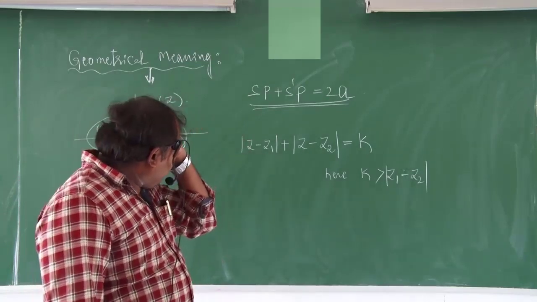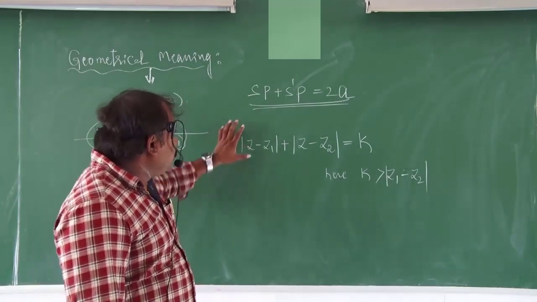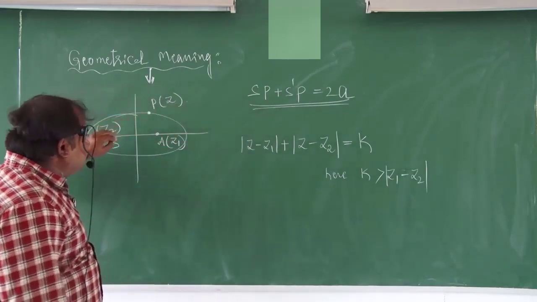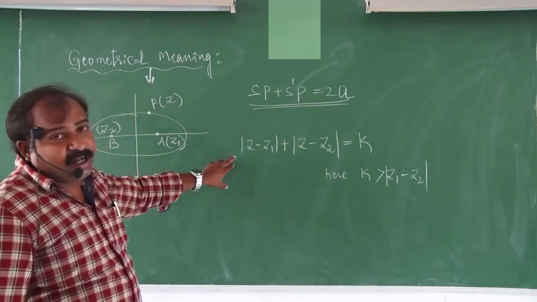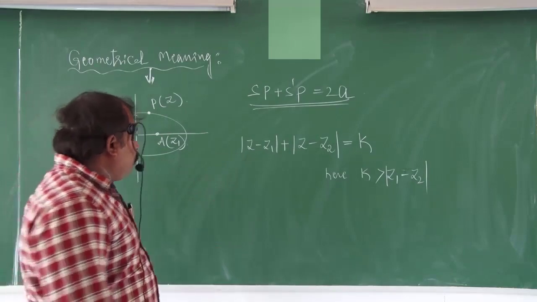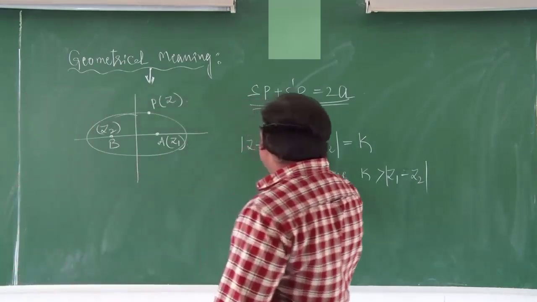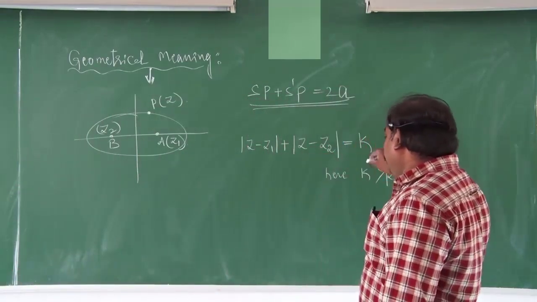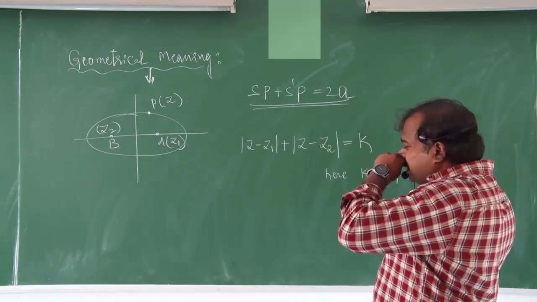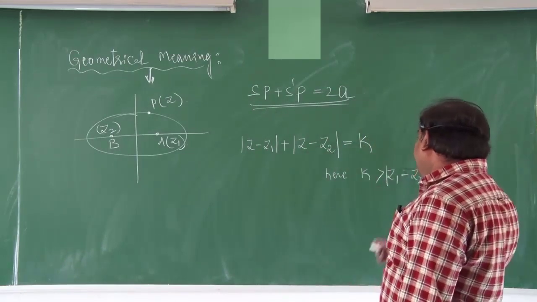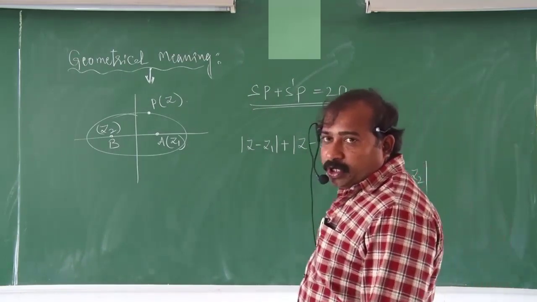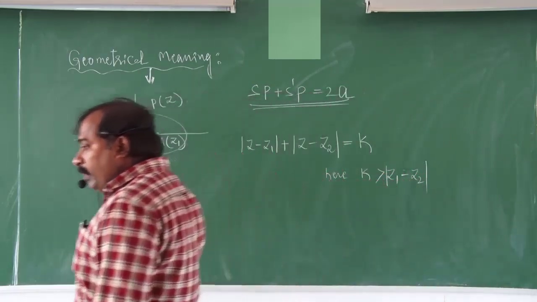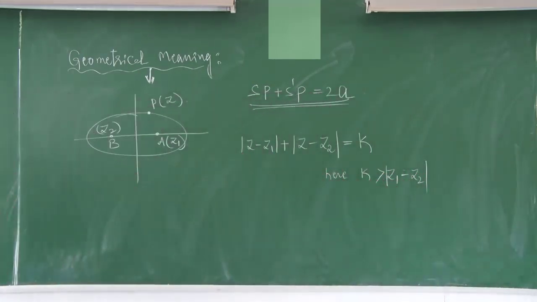So, with the help of complex numbers, we can represent the ellipse equation like this: modulus of Z minus Z1 plus modulus of Z minus Z2 is equal to K. Compulsorily, the distance K should be greater than modulus of Z1 minus Z2. What is the 2A value? That is always greater than the distance AB.